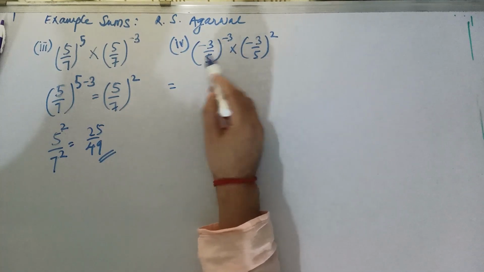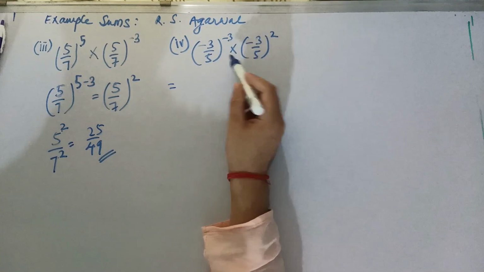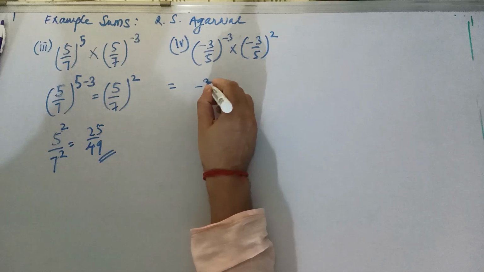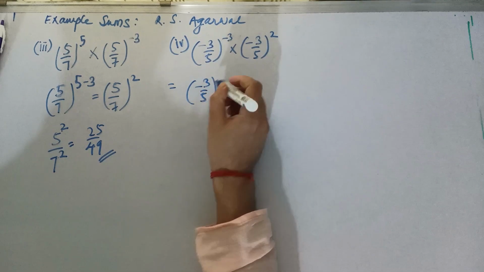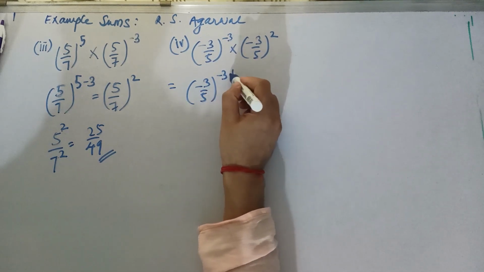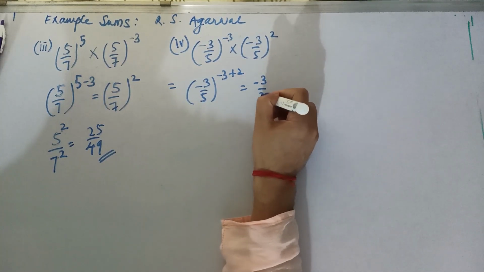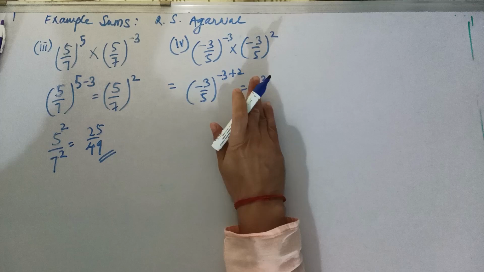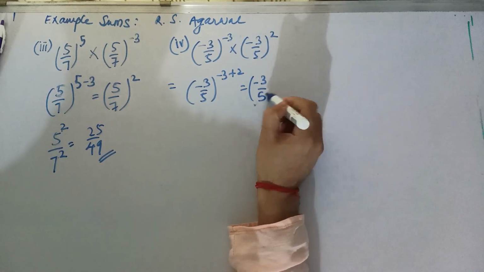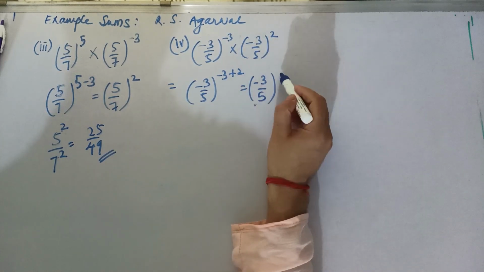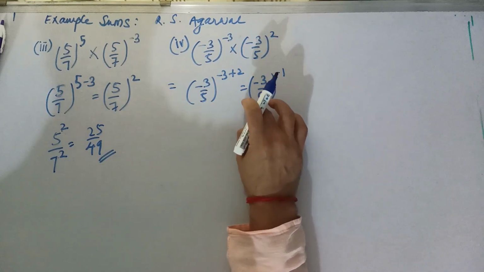Bases are same. Let's check the bases are same. Minus 3 upon 5, minus 3 upon 5. The powers will get added. So minus 3 upon 5 we will write as it is and we'll add the powers. So minus 3 plus 2 will give me (-3/5), the whole raised to minus 3 plus 2, which is minus 1.